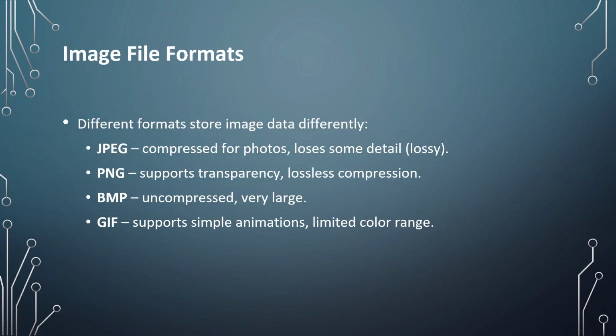Data is stored in different formats. One is JPEG, where photos are compressed and lose some detail, which uses lossy compression. PNG supports transparency and uses lossless compression. BMP is uncompressed and usually very large. GIF supports simple animations with a limited color range.